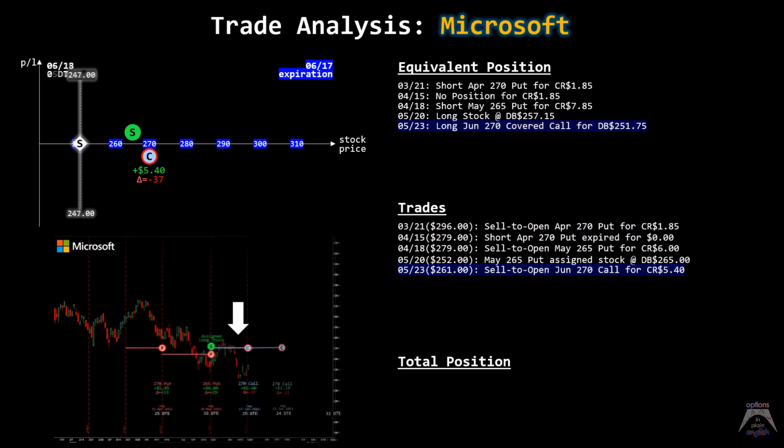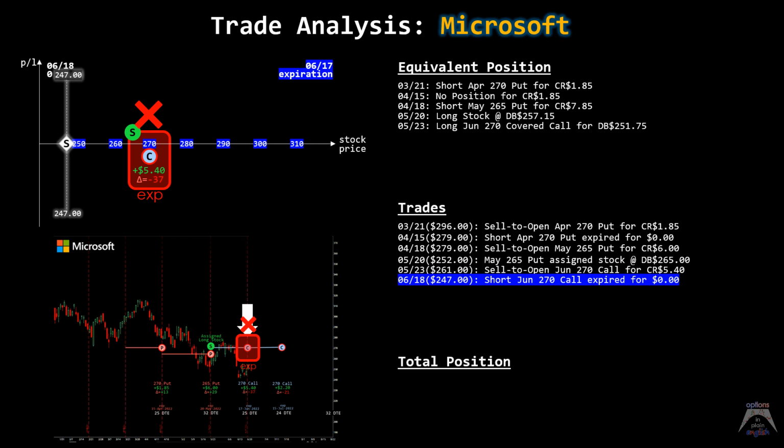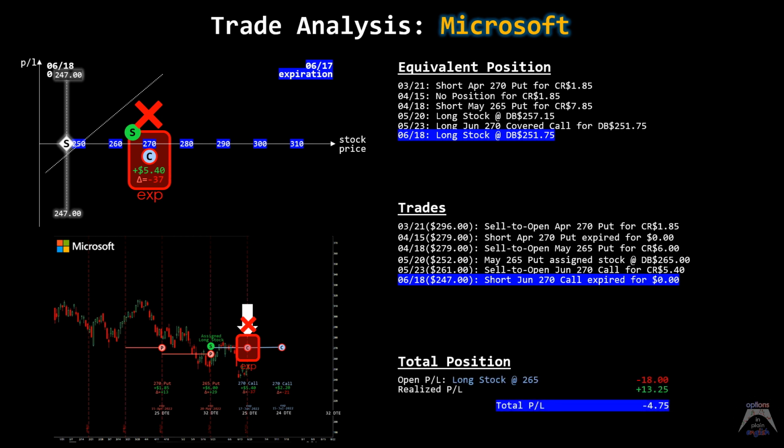25 days later, at expiration, Microsoft is trading at $247, so our short June 270 call expires worthless, leaving us with an equivalent position of being only long the stock for a cumulative debit of $251.75, once we account for all the credits we have taken in since we started this trade. Our total position is at a loss at this point, because the stock dropped so much, which highlights what we mentioned in the introduction about a sustained down move being the main risk with this strategy.